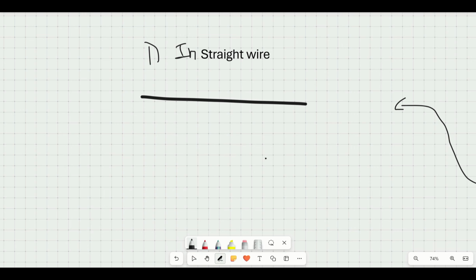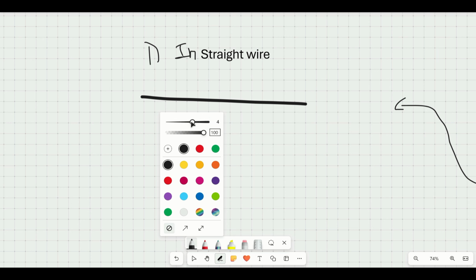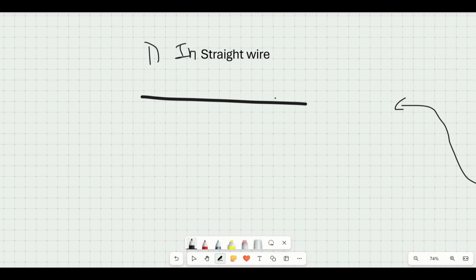This is a straight wire. In a straight wire, the direction of the magnetic field is known by the thumb rule. What does the thumb rule say? Take our right hand thumb and put it in the direction of current. Let us assume that the current is flowing like this. So we will take our right hand thumb. This is our right hand.